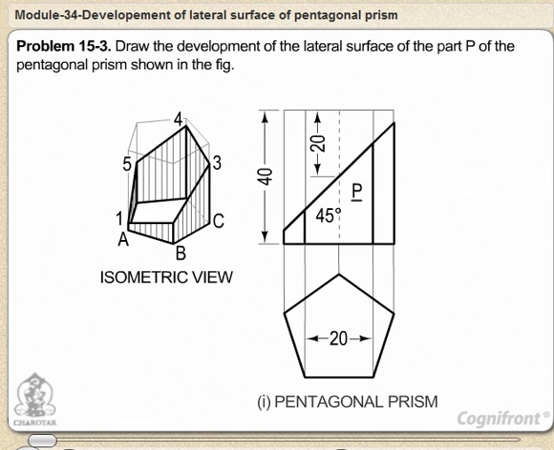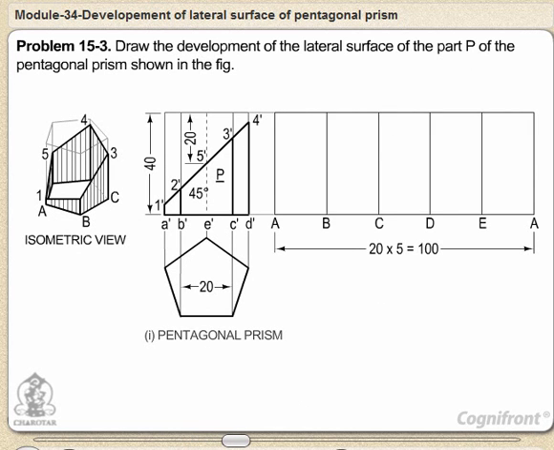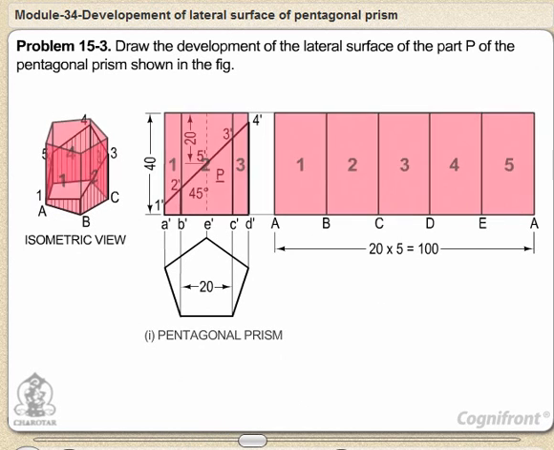Problem 15.3. Draw the development of a lateral surface of the part P of the pentagonal prism as shown in the figure. Name the corners of the prism and the points at which the edges are cut. Draw the development assuming the prism to be whole. It is made up of 5 equal rectangles.